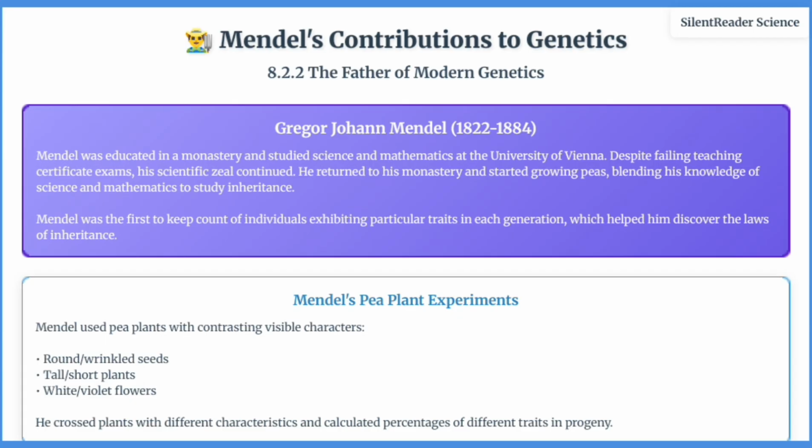In his first experiment, when he crossed tall and short plants, all the F1 progeny were tall. No medium-height plants appeared, only one parental trait was visible. But when he self-pollinated these F1 tall plants, something remarkable happened in the F2 generation. Not all plants were tall. About 3/4 were tall and 1/4 were short. This showed that both tallness and shortness traits were inherited in F1 plants, but only tallness was expressed.